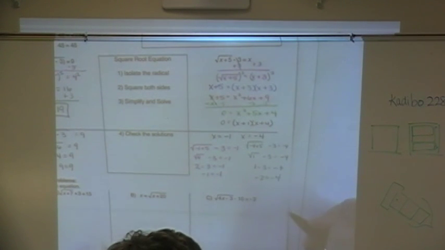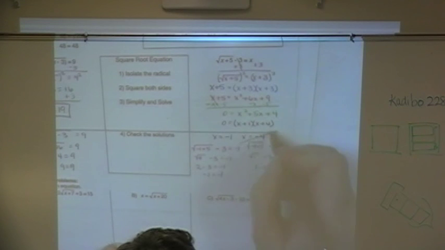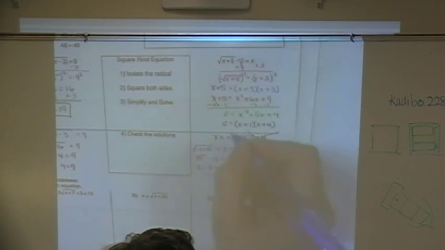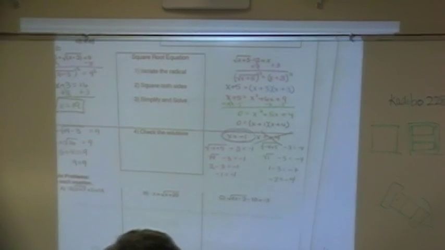Did we get something wrong? We didn't do anything wrong. It's an extraneous root. So that one isn't a real answer. So see what I mean?